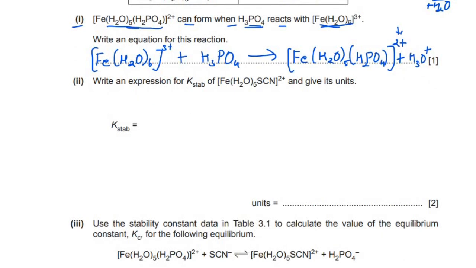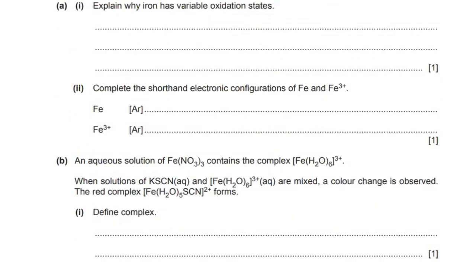Now it's written. Write an expression for K stability of [Fe(H2O)5SCN]2+ and give its unit. So let's see what information about the SCN ligand is given earlier. Here we could have seen that KSCN is added to [Fe(H2O)6]3+, and that is how the ligand is formed, and then we have to write the K stability value of this.